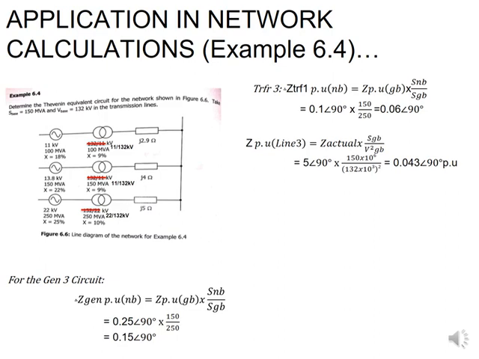And then I work out for my line 3, which is a J5. That means it's 5 at 90 degrees. And I multiply by my S. I divide by my voltage squared.